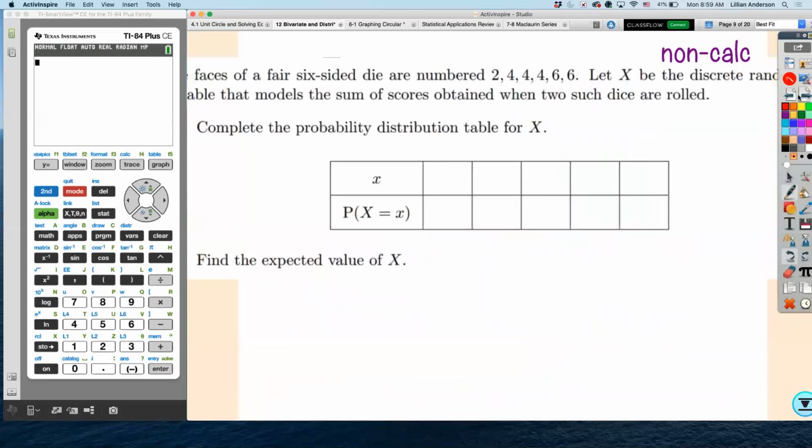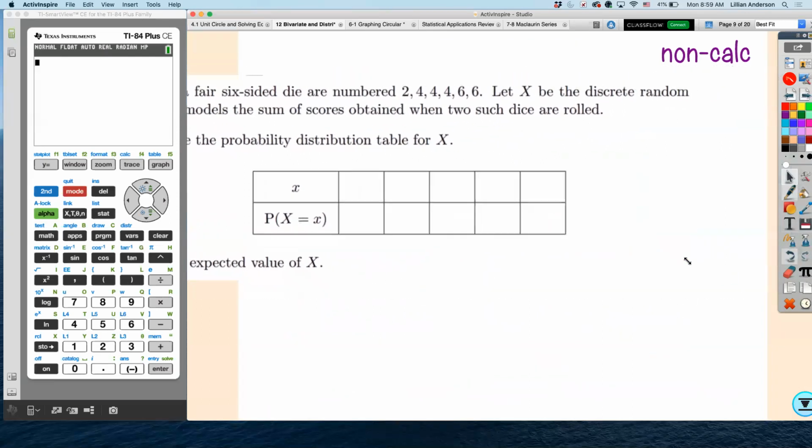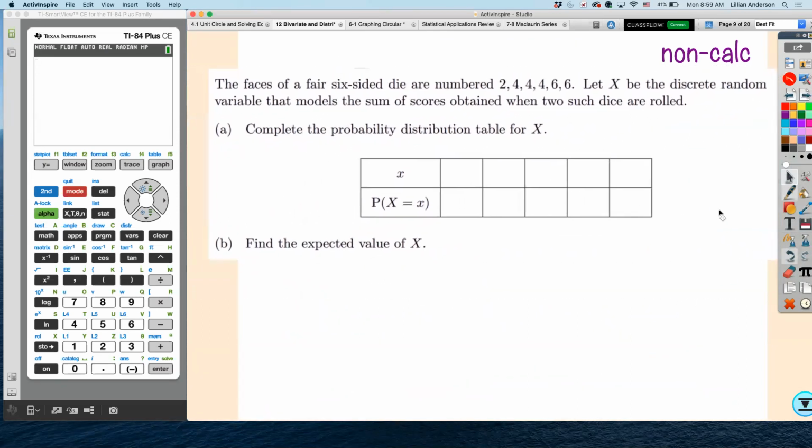This first example is on me, the next one's on you. So this one's also a non-calculator type of problem. It says the faces of a fair six-sided die are numbered 2, 4, 4, 4, 6, and 6. Let X be the discrete random variable that models the sum of scores obtained when 2 such dice are rolled. Complete the probability distribution table for X and then find the expected value of X.